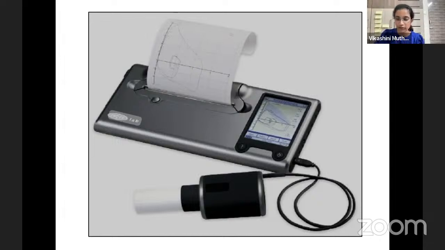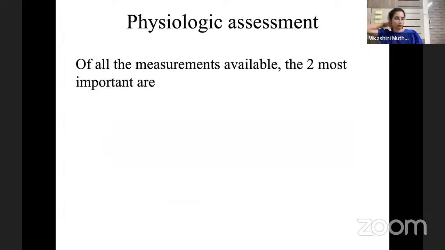This is a digital spirometer. You have a mouthpiece into which the patient is asked to blow in and blow out, say for around 6 to 10 seconds. It is recorded, the report is instantly out of this machine, and you stick it to the patient's case sheet. There are a lot of measurements available to assess the physiological status of a lung, but out of all those, there are two important ones you must know, along with their definitions. They are FEV1 and DLCO. FEV1 is forced expiratory volume in the first second, and DLCO is carbon monoxide diffusing capacity.